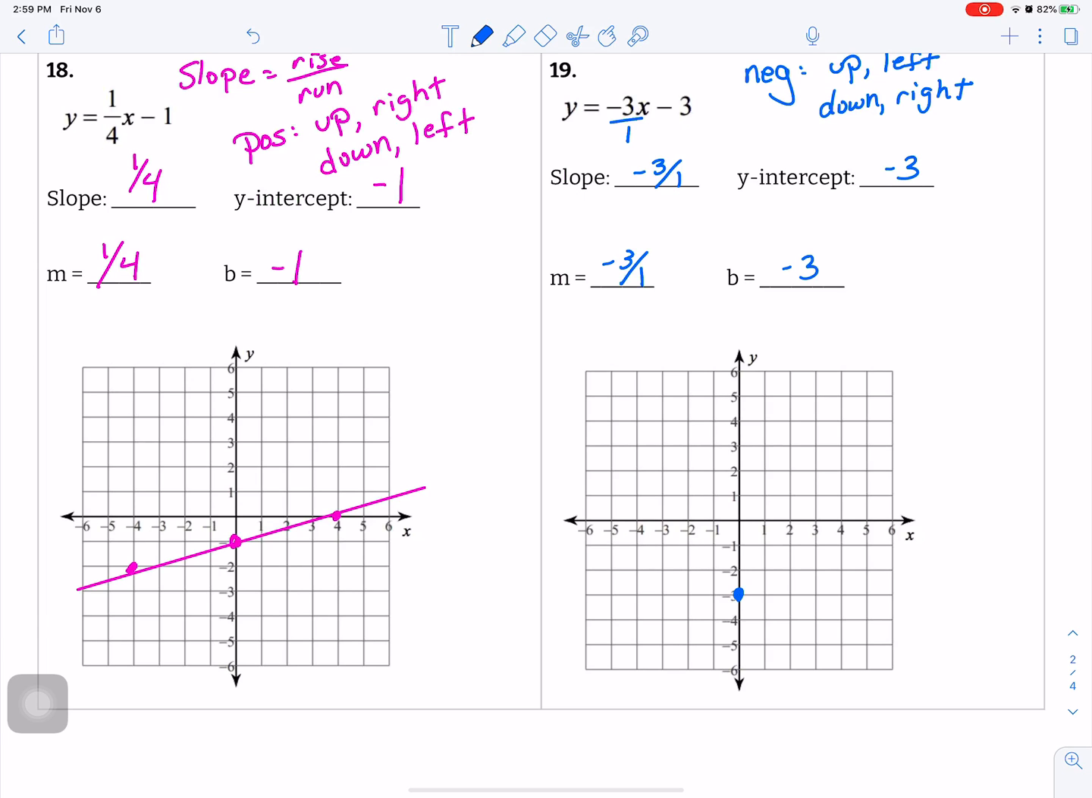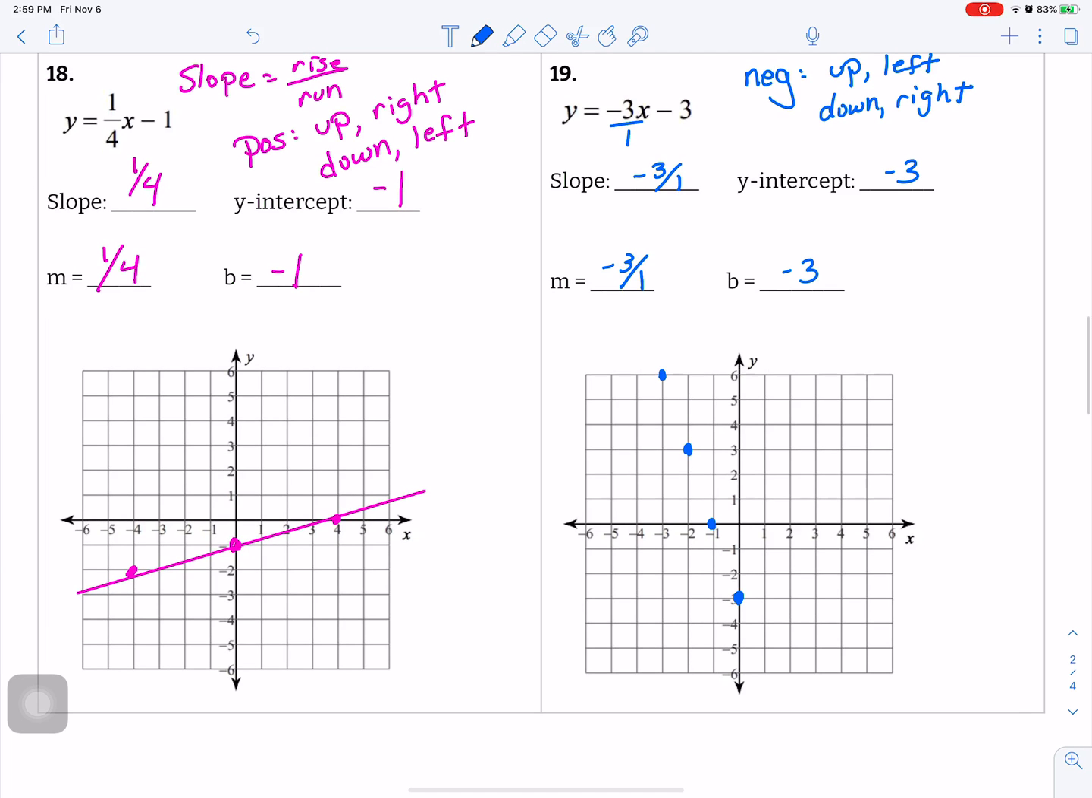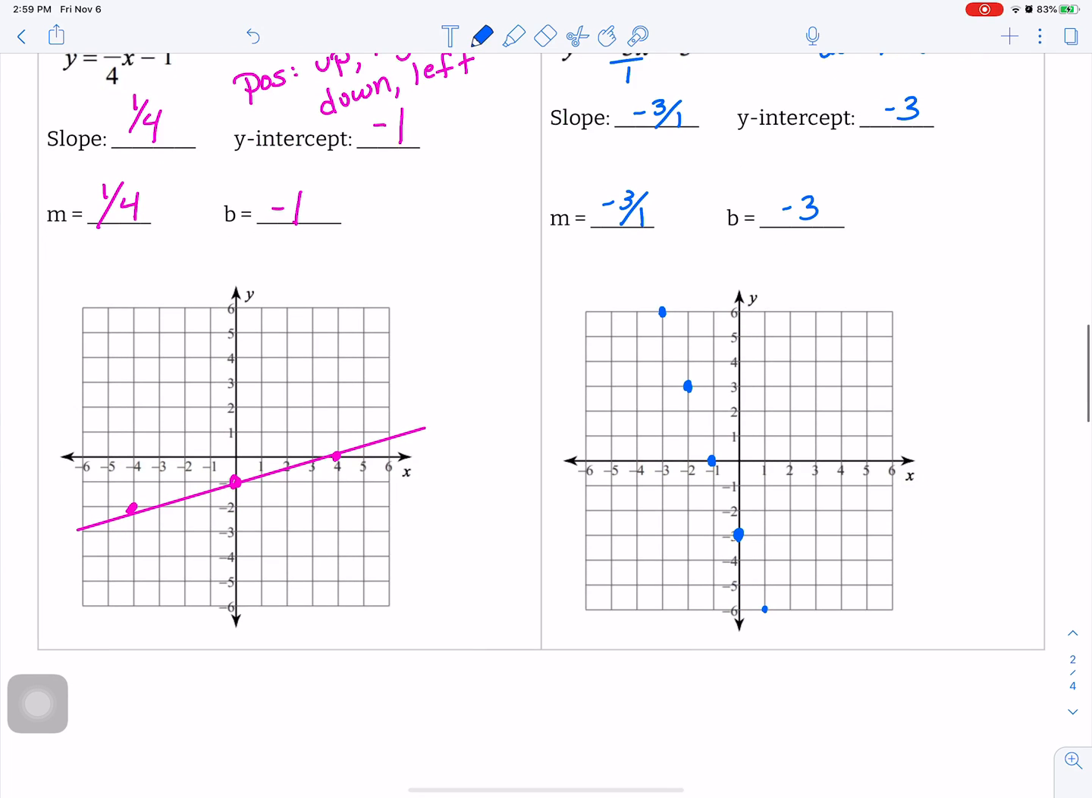Graphing my slope, if I go up 3, I have to go to the left one, because if it's a negative slope, that means it's going down, it's decreasing. And then I'm going to go up 3, left 1, put another dot. Up 3, left 1, put another dot. When I run out of room, I go back to my y-intercept and go the other direction. So down 3 to the right 1, put a dot, connect.